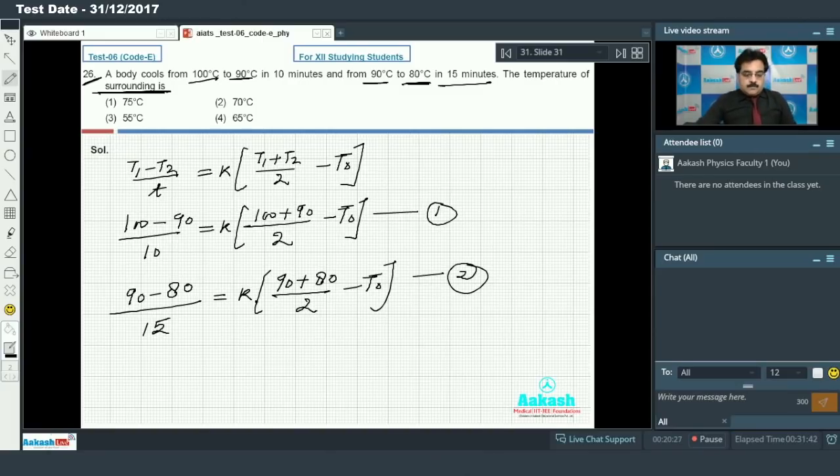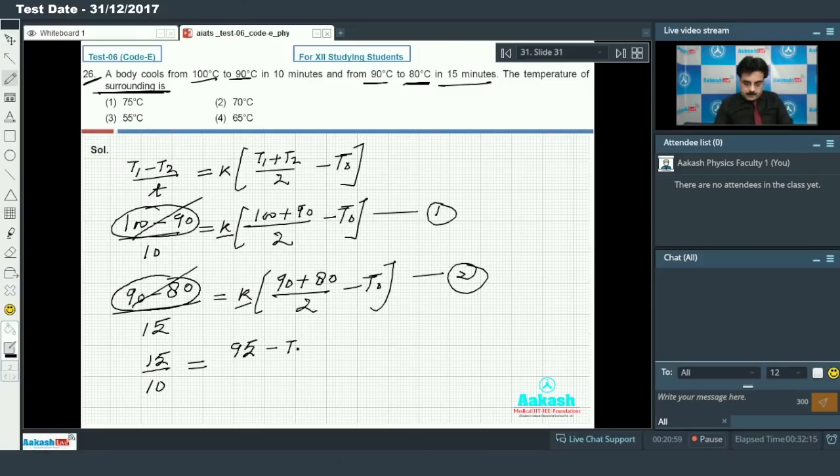But I need to calculate T0, so I am going to divide equation 1 by 2, because you know 100 minus 90 is 10, 90 minus 80 is 10, so it will cancel out. On the left hand side you will get 15 upon 10, and K will also cancel out and T0 is there. So on solving, 100 plus 90 divided by 2 gives 95 minus T0, and 85 minus T0, because you can solve by dividing equation 1 and 2.